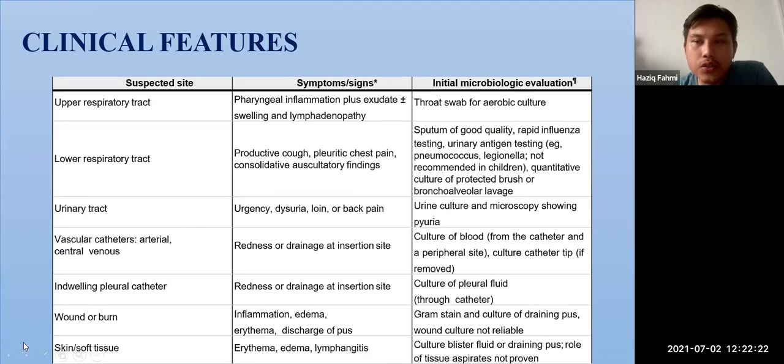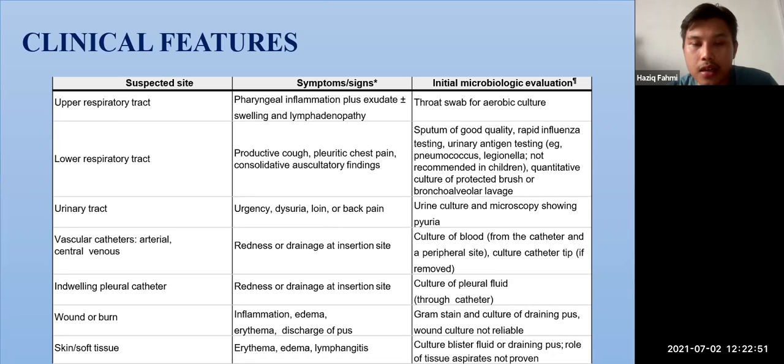So next. With regards to clinical features, it depends on the suspected site of infection. Based on the table, we need to find the source of infection. There are a lot of possible sources. First we have the upper respiratory tract, where signs and symptoms include pharyngeal inflammation plus exudate plus minor swelling and lymphadenopathy. We have the lower respiratory tract, evidenced by productive cough, pleuritic chest pain, and consolidative auscultatory findings.